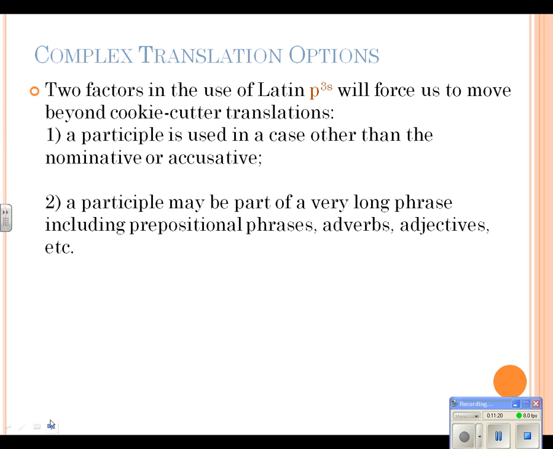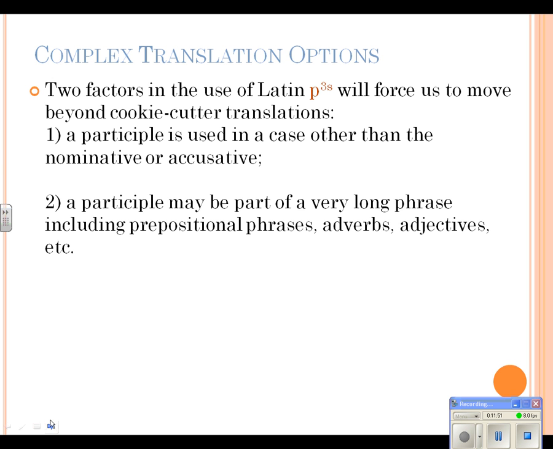But because of the frequency with which Latin uses participles, and the way in which English word order can be tricky, befuddling, and confusing, we're going to need to eventually learn how to use more complex translations with subordinate clauses for these participles. And I try to explain the reasons why before I start telling you the translation strategies that we'll use.